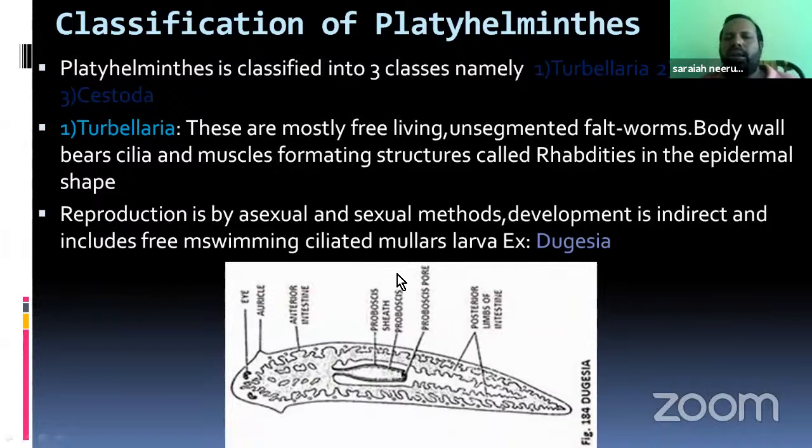Development includes a free-swimming ciliated Müller's larva. In flatworms like turbellarians, Müller's larva is present in the life cycle. Example, Dugesia. So this is Dugesia or planaria. The labeled parts of the animal are eye, auricle, anterior intestine, pharynx sheath, proboscis, pharynx pore, and posterior intestine. So this is Dugesia planaria. Once again, the phylum Platyhelminthes is classified into three classes, namely Turbellaria, Trematoda, and Cestoda.